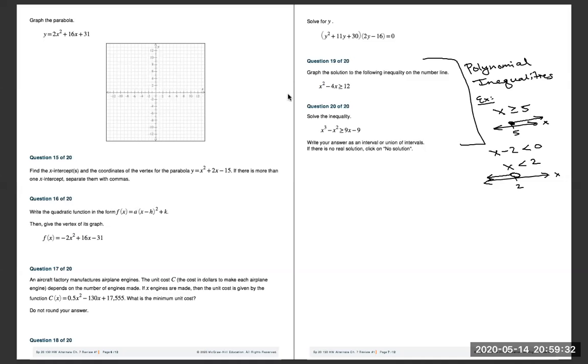Okay, so number 19, I'm going to actually flip over to a whiteboard so I have some more space here. Okay, so this is homework alternate, chapter 7, number 19. Solve.